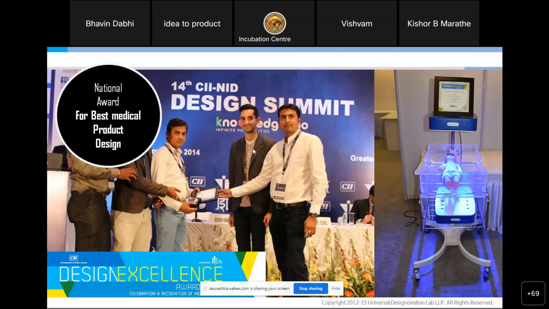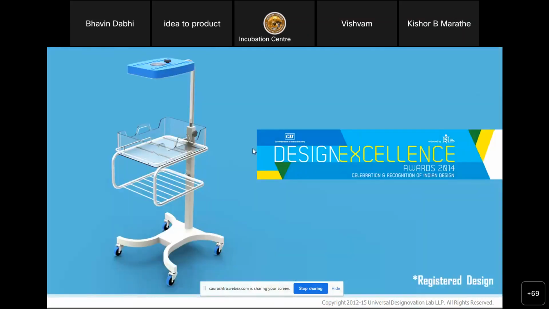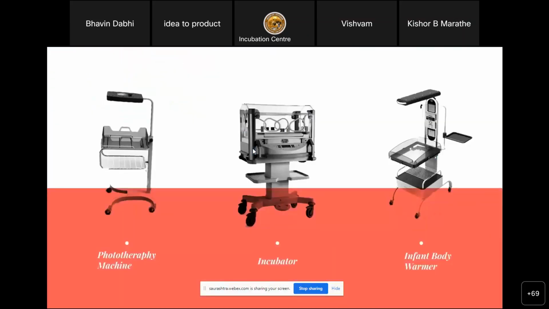So it has been to CI and winner of the CI Design Excellence Award in the medical category. This was the first medical CI Design Excellence Award to Gujarat for this kind of product. So, product into the market.